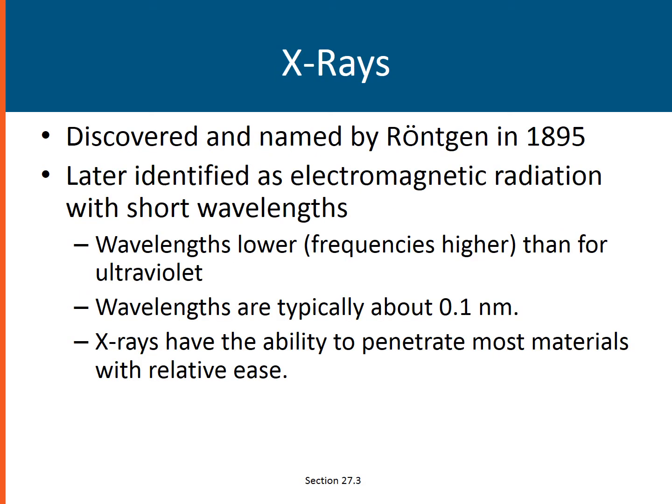To start, X-rays were discovered and named by Röntgen in 1895. Later on, they were identified to be an electromagnetic radiation with short wavelengths. The wavelength of X-rays is lower than that of ultraviolet light, and in fact it is typically about 0.1 nanometers. X-rays have the ability to penetrate most materials with relative ease, and it is for that reason that we are able to see our internal organs or our bones when we are exposed to X-rays.